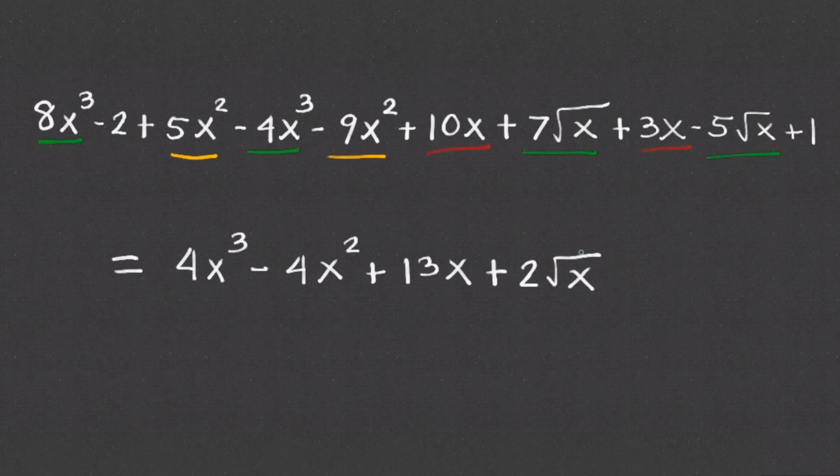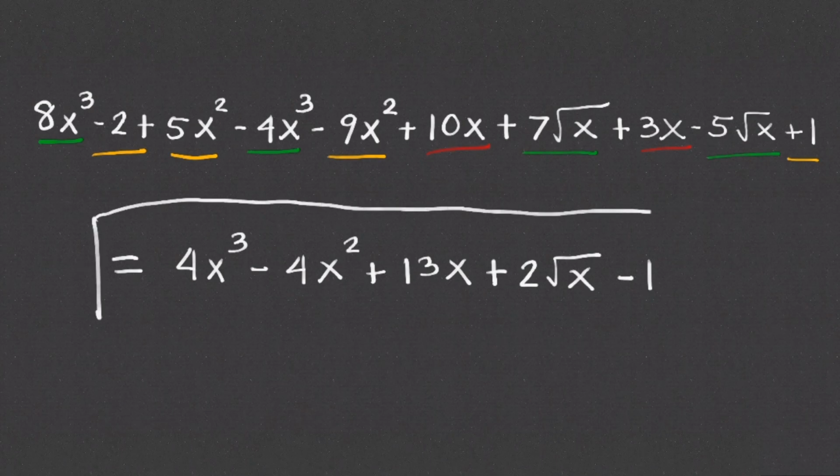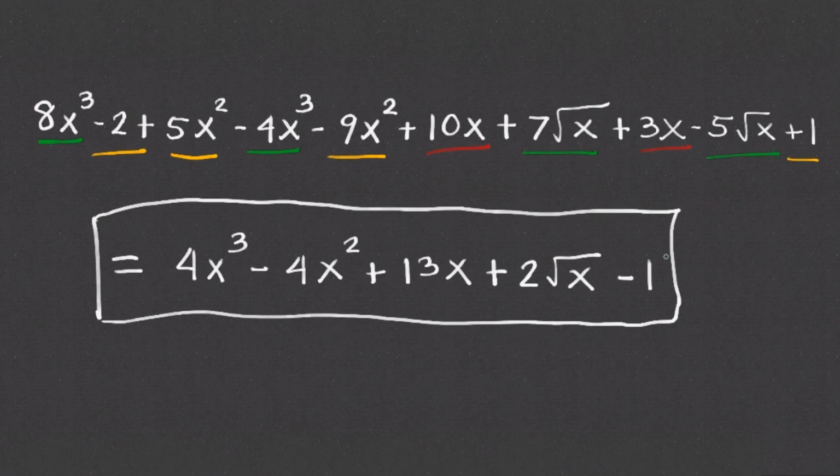And the last one is the negative 2 and the 1. So negative 2 plus 1 is negative 1. And that's the final answer. And that's what today's video is all about.